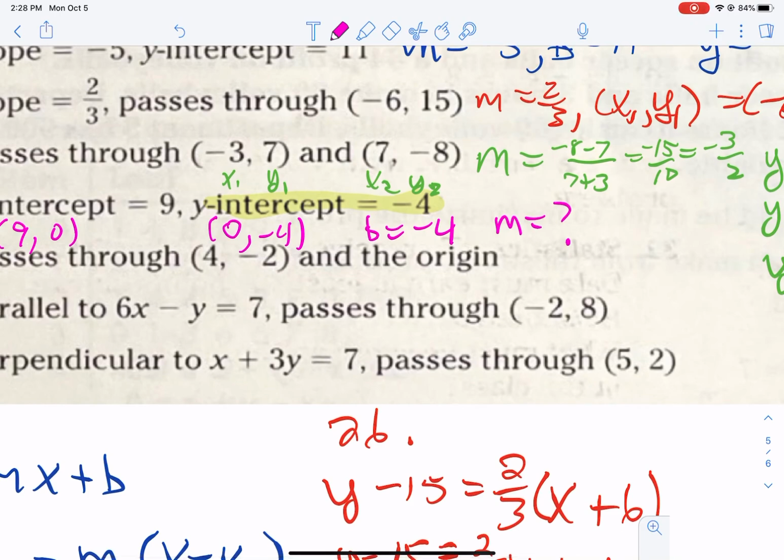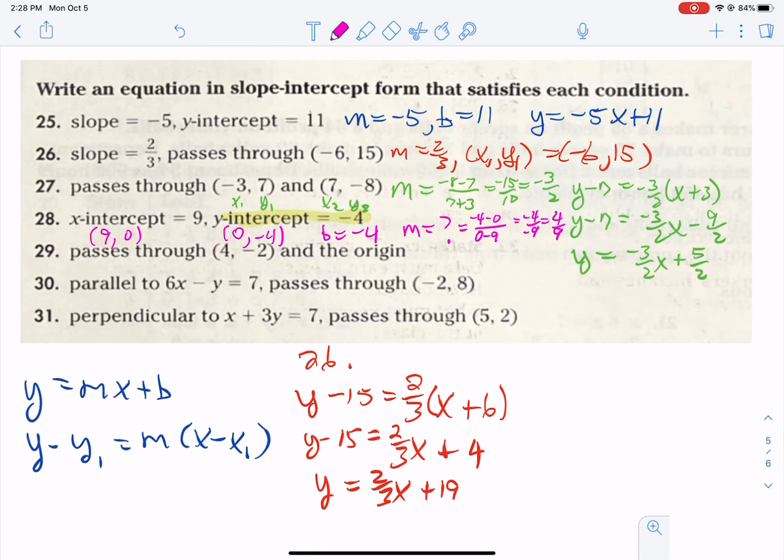Well, the slope is going to be y2 minus y1 over x2 minus x1, which is negative 4 over negative 9, which is 4/9. As soon as we have the slope and the y-intercept, the m and the b, we can just use this formula. So that's why these two formulas are really important. And so we would get y equals 4/9 x, our slope, times x, plus our b, which is negative 4. So that one is that.